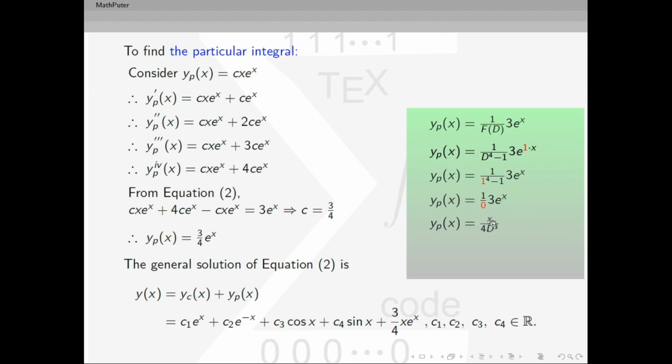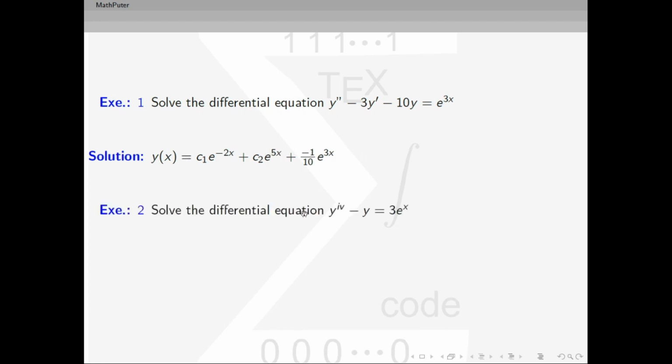So 1 into x is x, the quantity 3 into e raised to x. So again e raised to x is 1 into e raised to x. So we take d is equal to 1, which becomes x upon 4 into 1 cube, 3 e raised to x. This is 3 upon 4 into x e raised to x. So the same yp we have, 3 upon 4 x e raised to x. So the general solution of this differential equation is c1 e raised to x, c2 e raised to minus x, and the tail.